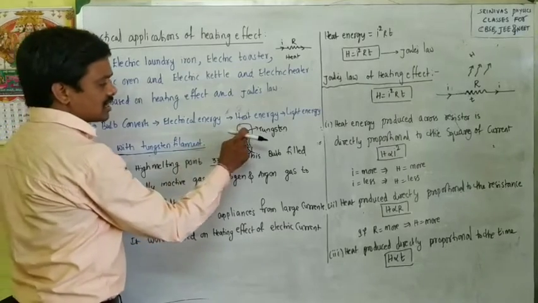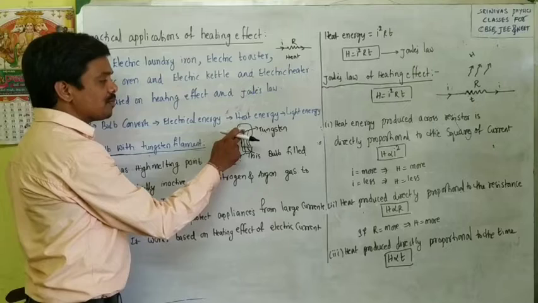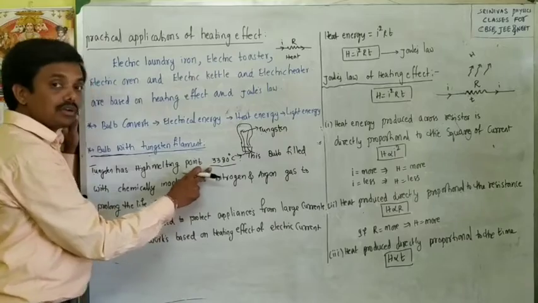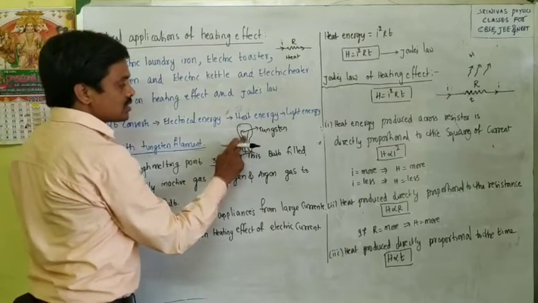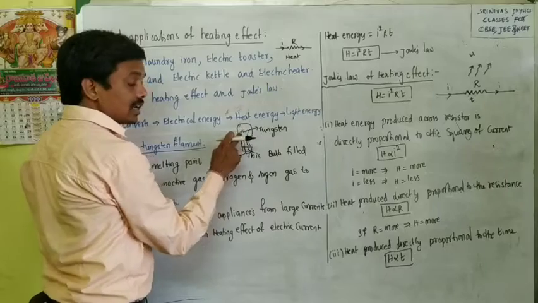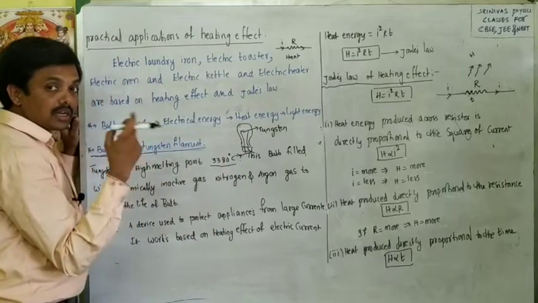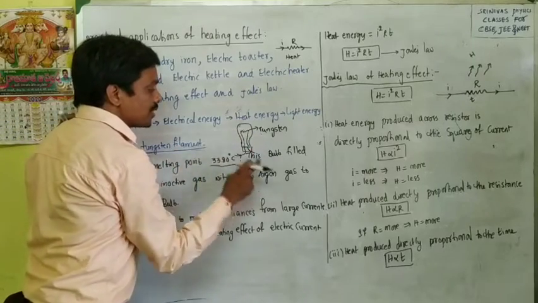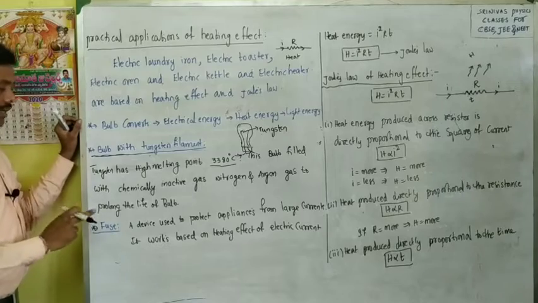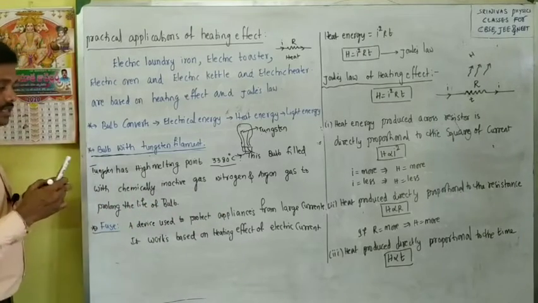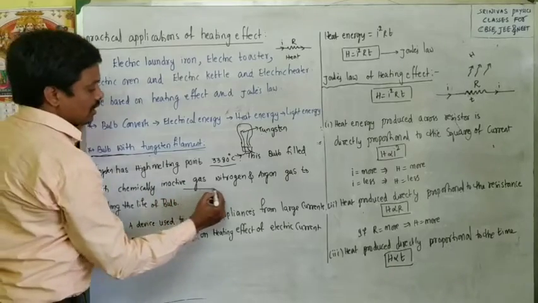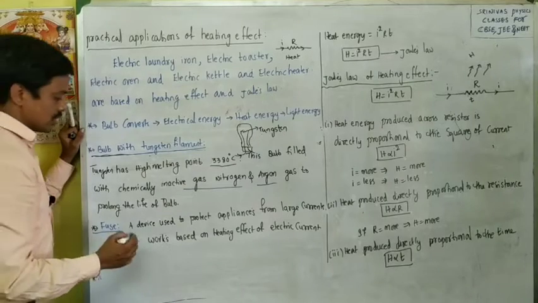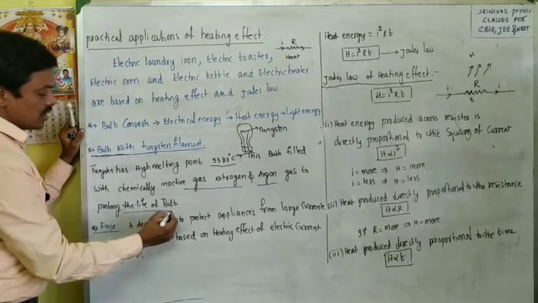Because large heat develops here, it should not melt. If it melts, then what happens? It cannot work. This tungsten filament should not melt, that's why it should have a high melting point. And this bulb is heating and also generating light. Due to that heat, the surroundings should not be burned. To protect from that, the bulb is completely filled with an inactive gas. What is that inactive gas? Nitrogen or argon gas is filled in the bulb. Due to that, the lifetime of the bulb also increases.